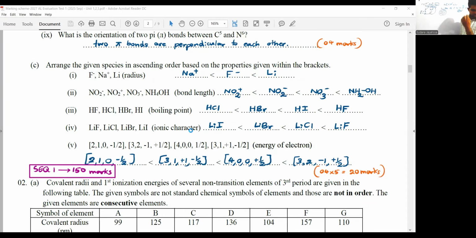We discussed bond angle and electronegativity today. Now this question, the second one, is about bond length. It's asking the bond lengths of NO2 minus, NO2 plus, NO3 minus, and NH2OH, in increasing order. We'll see.